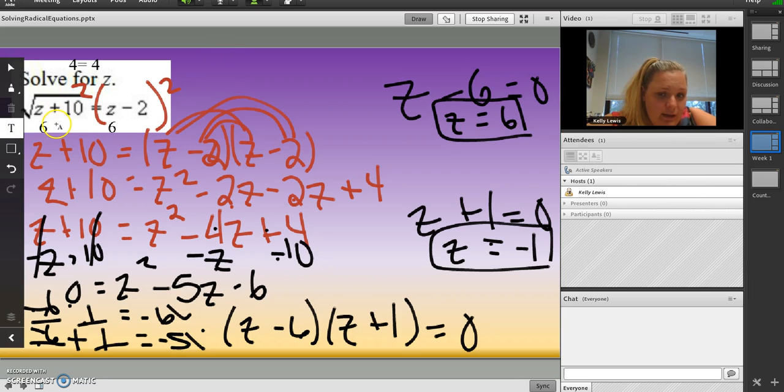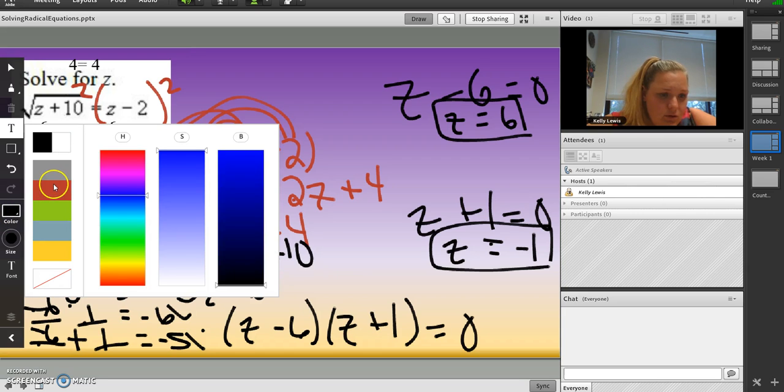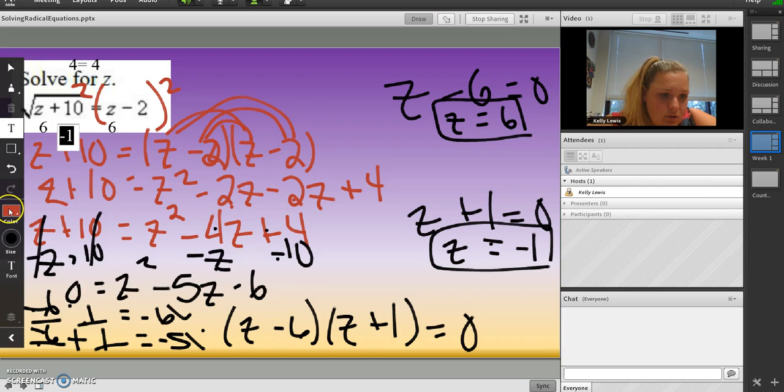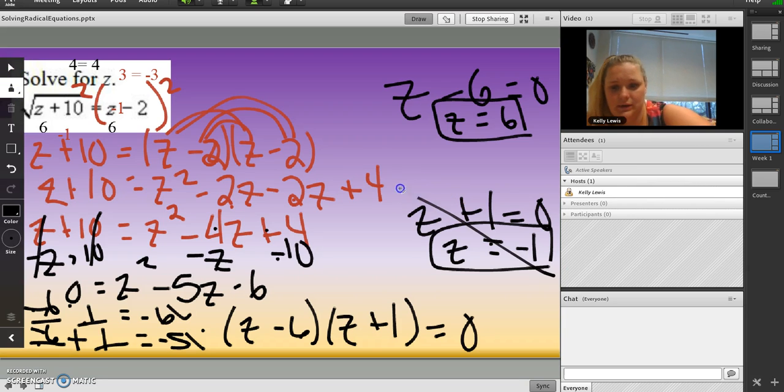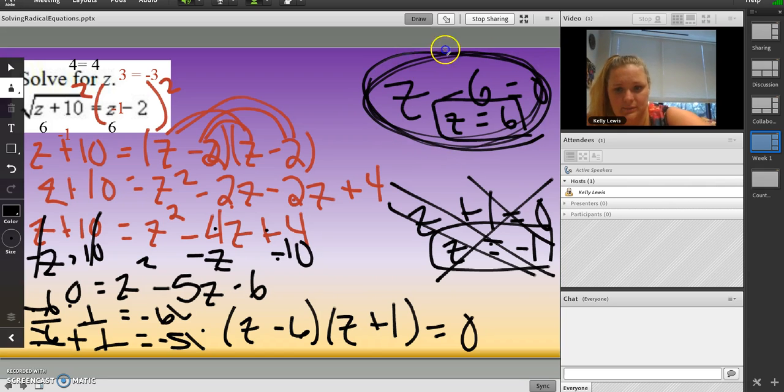If I plug in a negative 1 on that side, negative 1 plus 10 is 9. Square root of 9 is 3. Negative 1 minus 2 is a negative 3. And 3 does not equal negative 3. So negative 1 is not an answer. Only 6 is my answer.